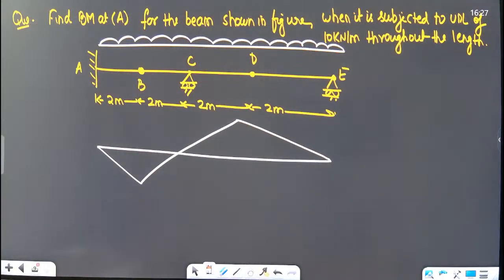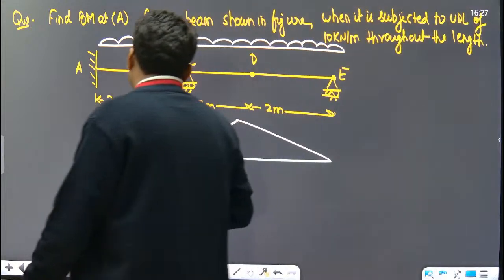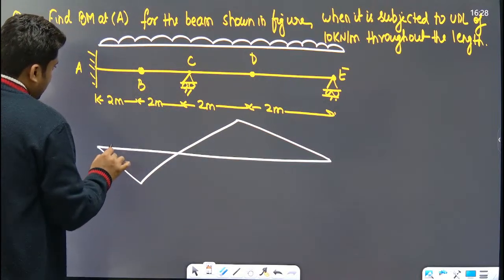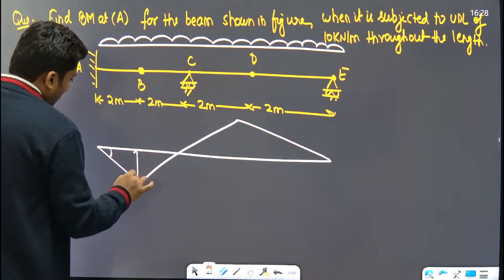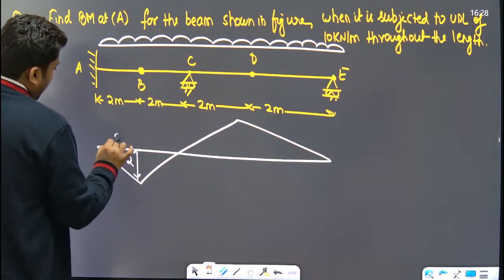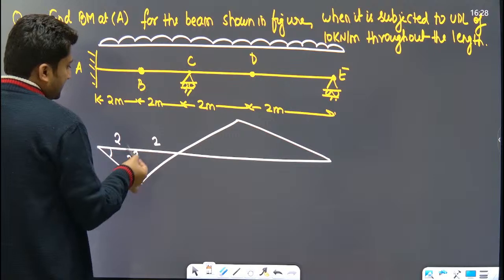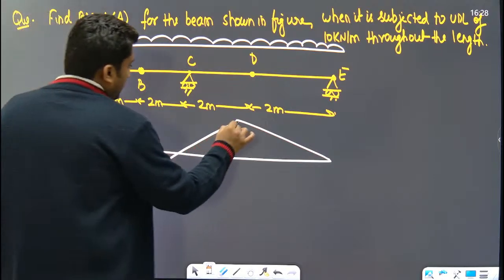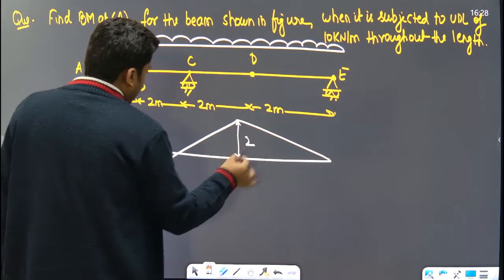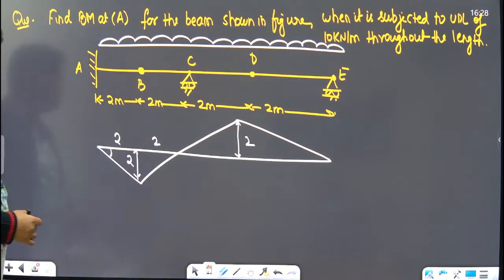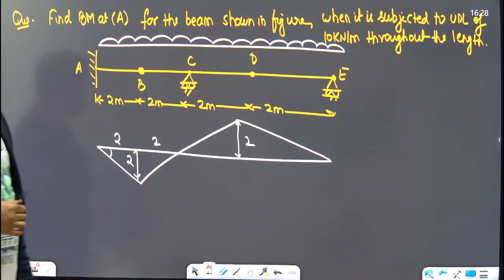Yes or no? Assume an imaginary hinge at this point. This theta is 1. If this is 2 meter, this will go down by 2 meter. This is 2 meter, this is also 2 meter. This will also be 2 meter from symmetry. Yes or no?